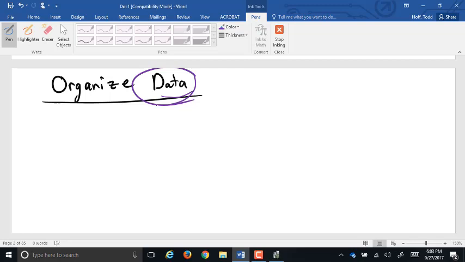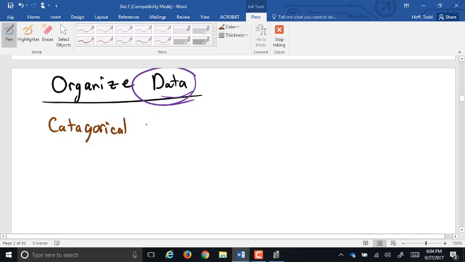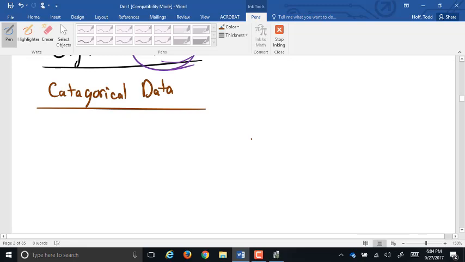And of course, there's two different types of data to organize. We're going to talk first about organizing categorical data because it's quicker. Let's say that we ask a question of favorite color. And we give people a choice of red, blue, or green. Those are your only choices and you have to pick between them.